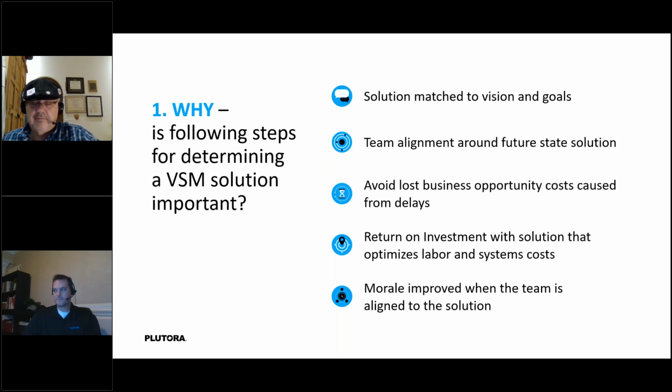So morale, if you do these steps, you're going to find everybody is happier about what they're doing, why they're doing it, and how they're going to get there. And it's much more likely to be a successful project, and everybody's going to be more satisfied.